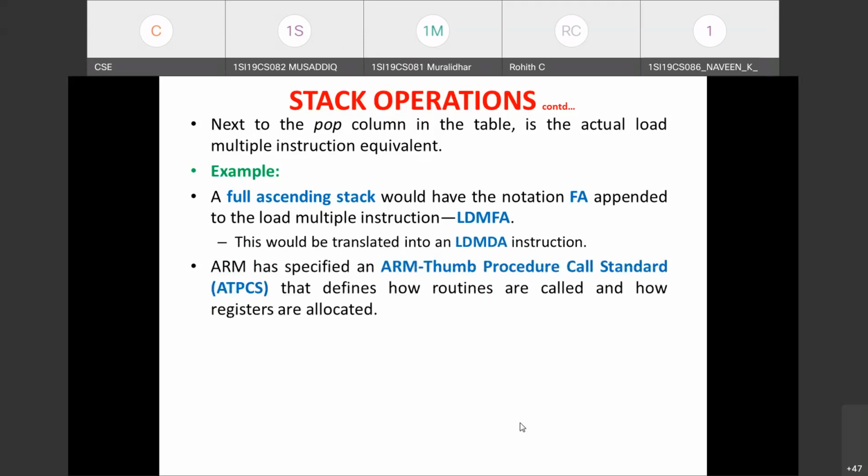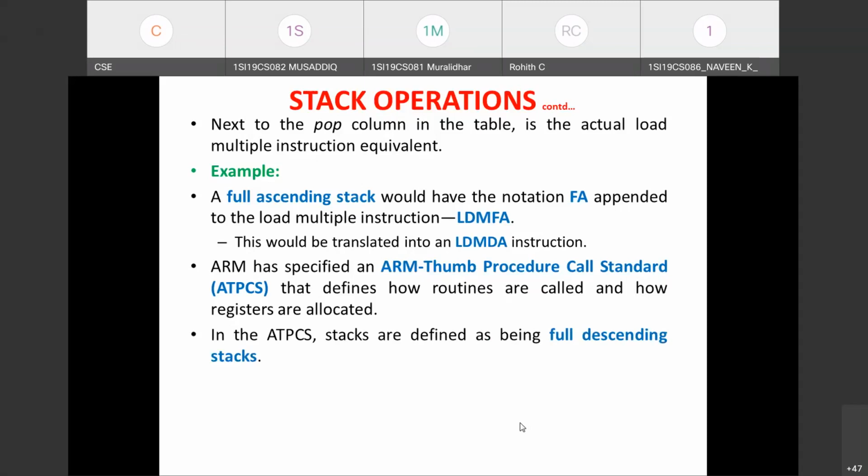One more point you need to know is that ARM has specified a standard called the ATPCS standard. It stands for ARM Thumb Procedure Call Standard. The standard defines how functions are called and how registers are allocated whenever routines are called, and how they are going to occupy the memory space. All these are defined in this standard, ATPCS. According to this standard, the stacks are considered as full descending stack.